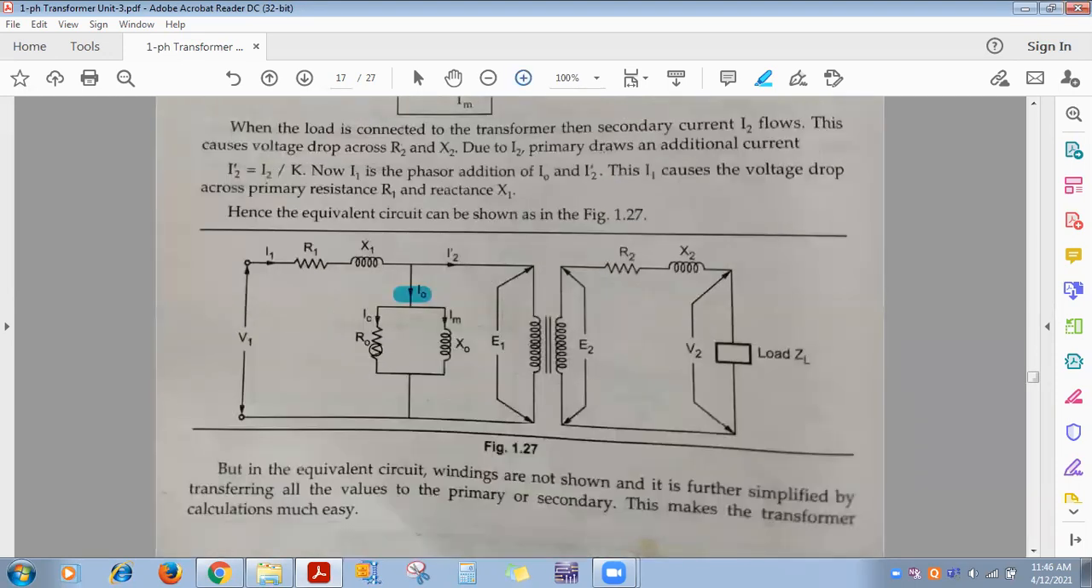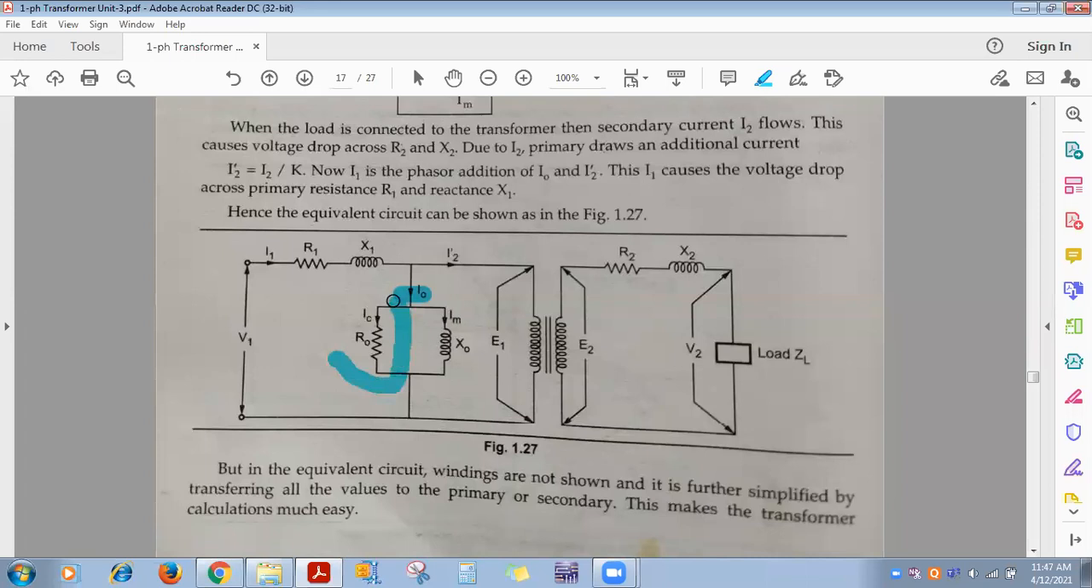Now, I0 means what? No load current. When the transformer is on no load, will there be any copper loss in the secondary? No. When it is at no load, the current flowing through the secondary is how much? Zero. I2 is zero, so secondary copper loss is zero, isn't it? Which copper loss takes place in the transformer at no load? Primary, correct. If secondary copper loss is zero, only primary copper loss will take place.